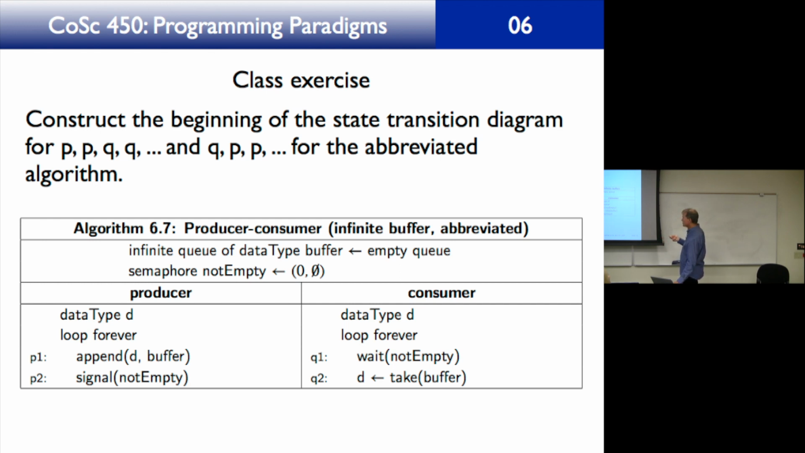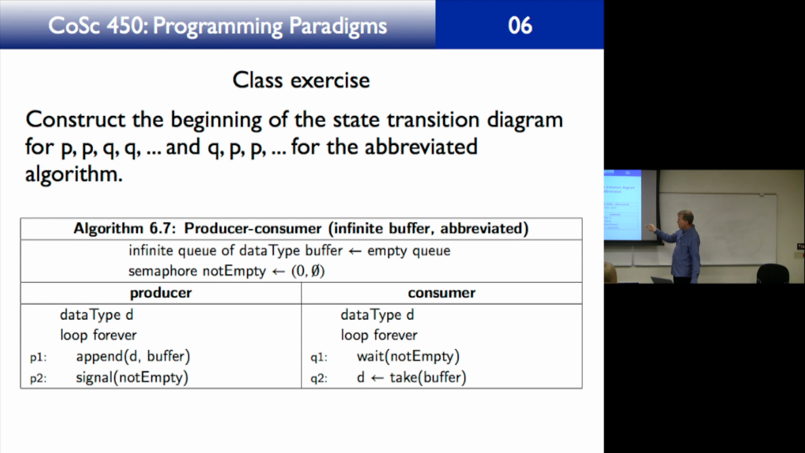So in this case, the value of S.V has an interpretation. Now, in order to see how things can get blocked, it's interesting to construct the beginning of a state transition diagram. Instead of asking you to do it, I'll just show you. What would happen if we did P, P, Q, Q?